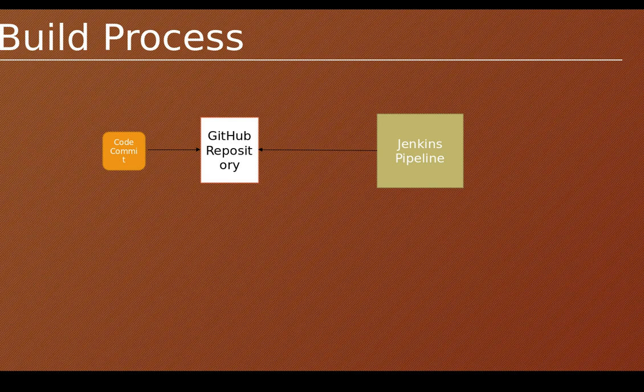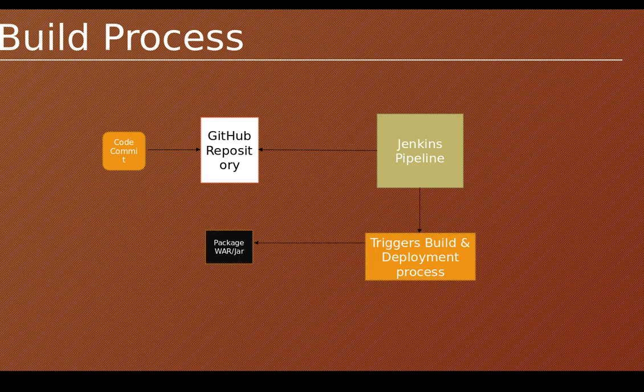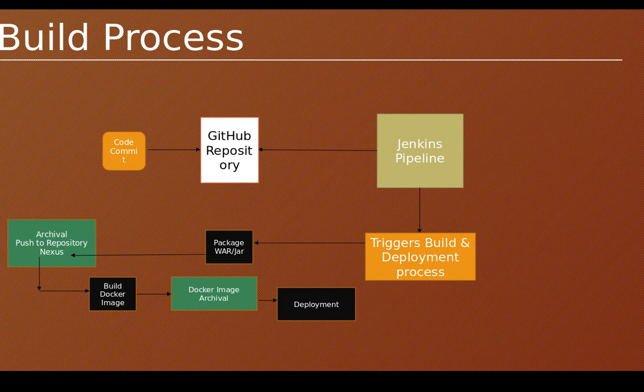If any changes happen, it pulls those changes and triggers the build and deployment process, where all the phases start. This is where the application packaging is done, and after that the packaged application gets promoted to Nexus, the repository server. After that, the application will be built into a Docker image, and finally Docker archival also. There will be some repository.